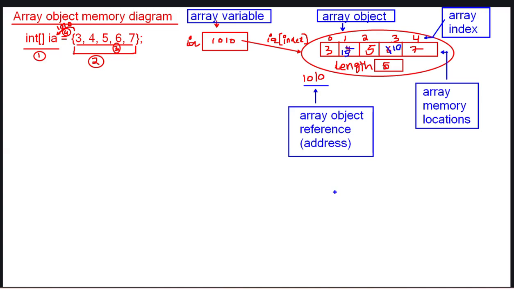Next, the array variable refers to the array object. If you want to go into the array locations, why is that arrow mark there? The arrow mark is referred by IA of index. Okay. With this, we completed how to create an array variable and everything.